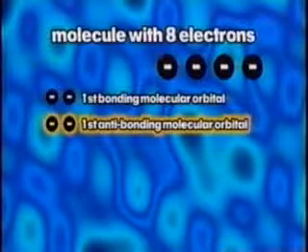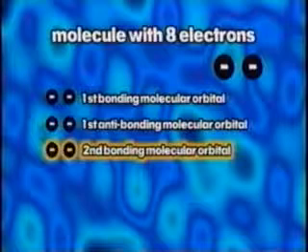2 will go to the first antibonding molecular orbital, 2 will go to the second bonding molecular.